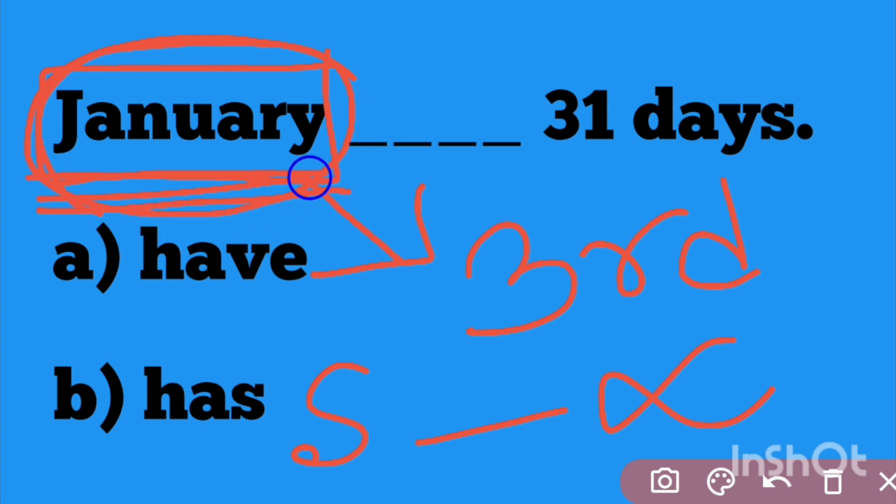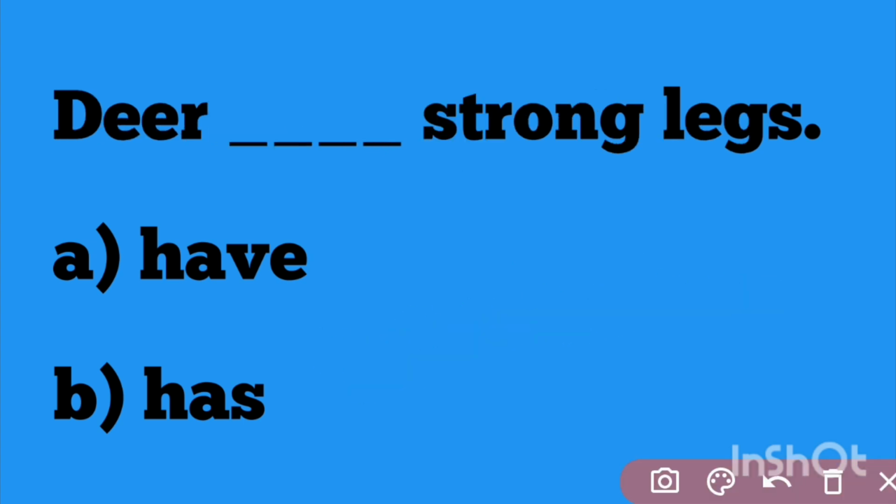And January is the name of only one month, so it is singular. So it became third person singular number. So obviously the verb will be singular. So has is the singular form. So the correct answer will be January has 31 days. Friends, this is the correct answer. I think you can understand.